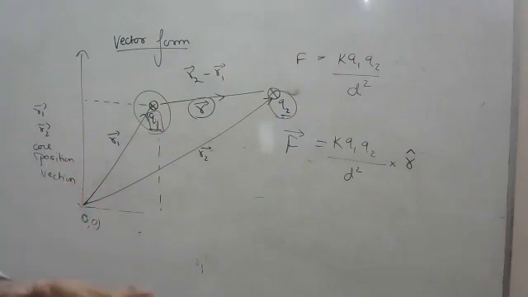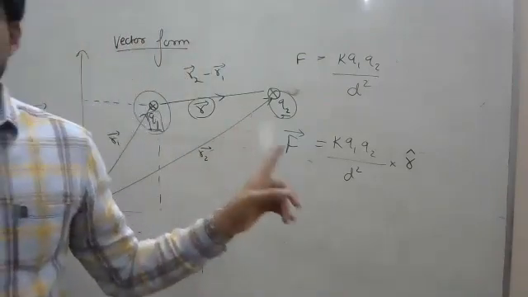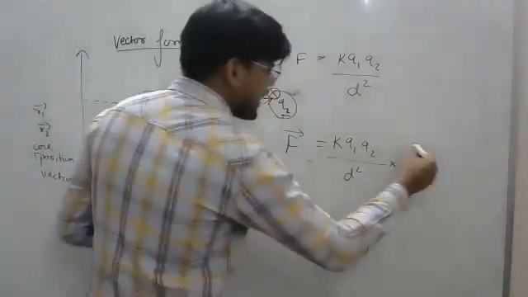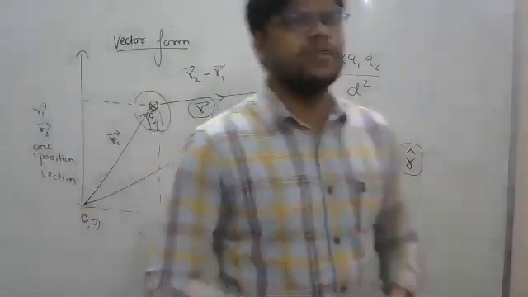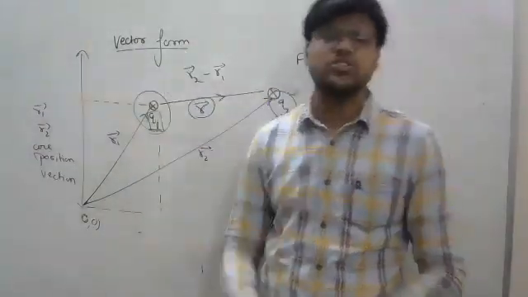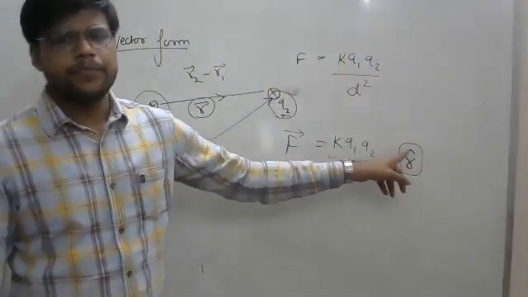Either you are very, very clear with the topic or you don't know what vector is exactly. This is not only for 12th standard, this is already covered in 11th. Here we write R cap. What do you mean by cap? See, when you want to tell someone to go in this direction and you don't want to mention how much distance he or she should cover, you're just mentioning the direction. So we use this cap.